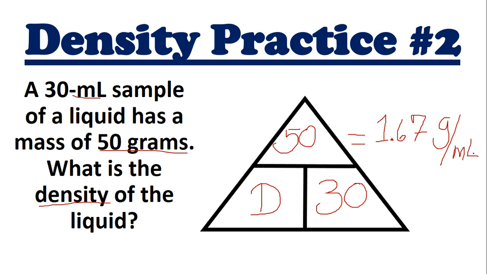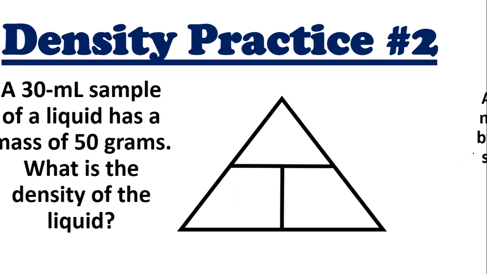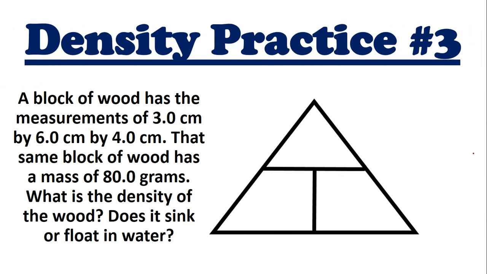All right. Hope everyone's followed along so far. Let's make it a little bit more complex. It says a block of wood has the measurements of 3 centimeters by 6 centimeters by 4 centimeters. The same block of wood has a mass of 80 grams. What is the density of the wood? Does it sink or float in water?